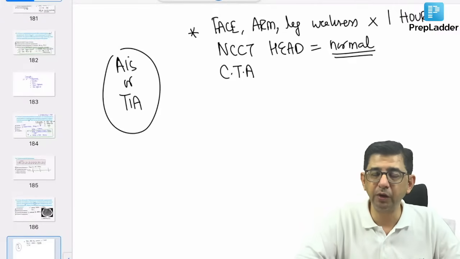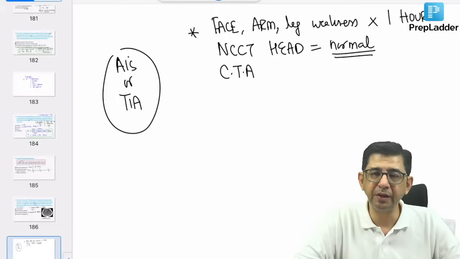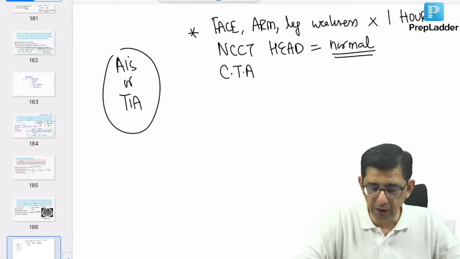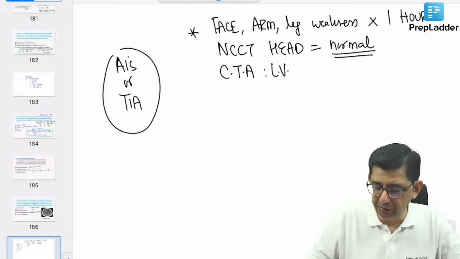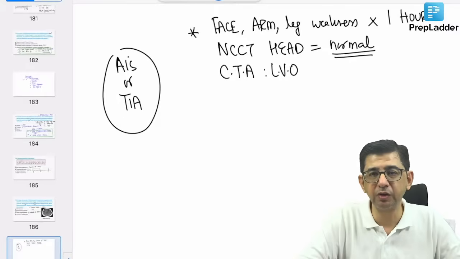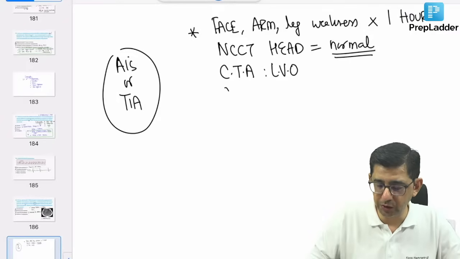I mean, obviously, I would like to do a diffusion weighted MRI, because in any patient of acute ischemic stroke, if we do a DW MRI, it is best. But then the DW MRI facility may not be available everywhere. So what we can do in this patient is do a CT angiography, which will help us identify whether there is evidence of a large vessel stroke, LVO. And if CT angiography shows evidence of a large vessel occlusion, that is when we can plan thrombolysis in this patient.